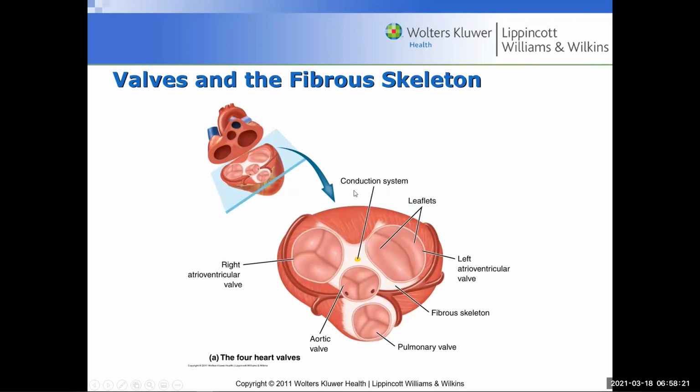Now the valves, when you're looking at the heart in section, are shown here. So here's the right AV valve and the leaflets of the left AV valve, the pulmonary valve, and the aortic valve. Very important to note you have these valves to ensure that you don't have backflow of blood into the different sections, the atria and ventricles. Also to ensure that you do have a buildup of pressure that is sufficient to move the blood through the heart itself.